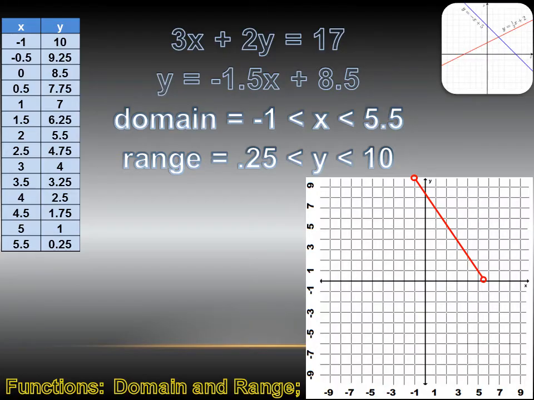Now, another important thing to notice about this graph is it's a continuous line from this point to this point. And that implies that every point in between those two extremes is included in the graph. And we call that a continuous function, because there are no distinct breaks, but it's a continuous flow of numbers from the smallest to the largest. Every number from the smallest to the largest is included.